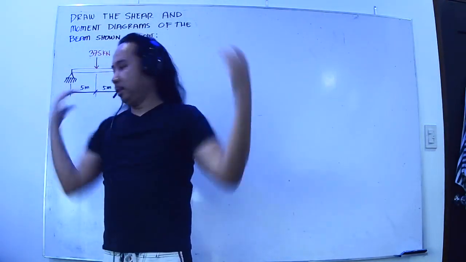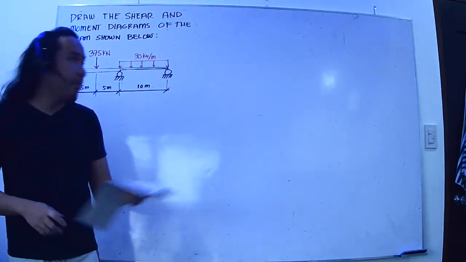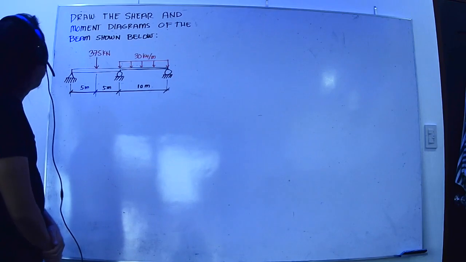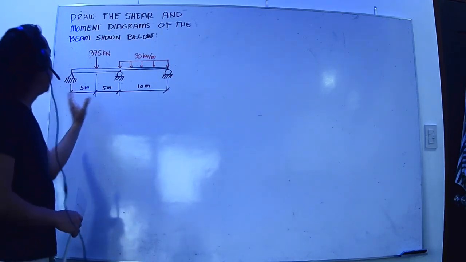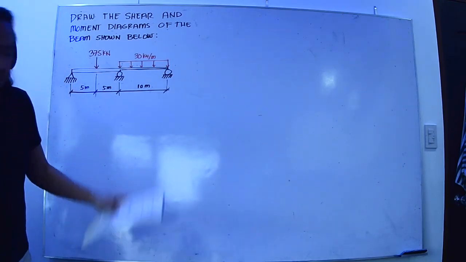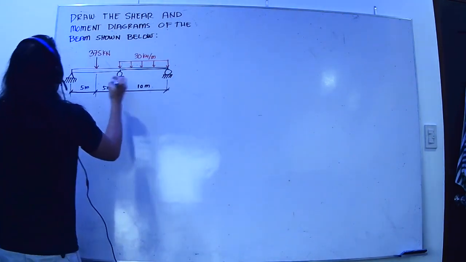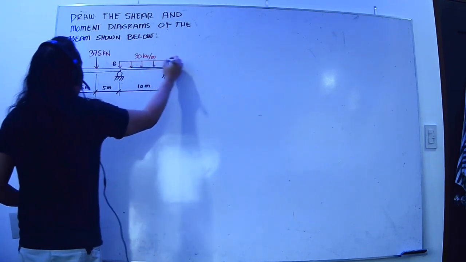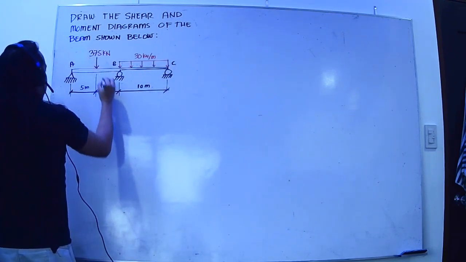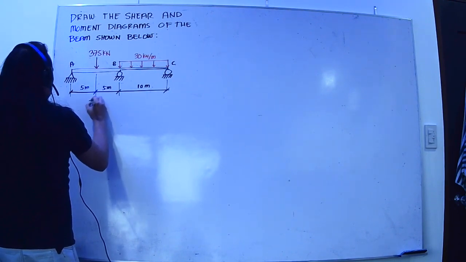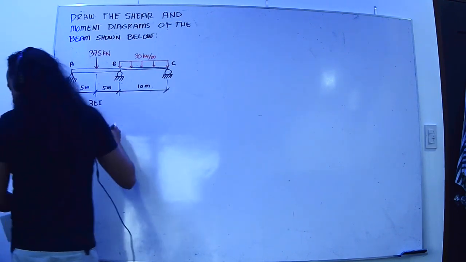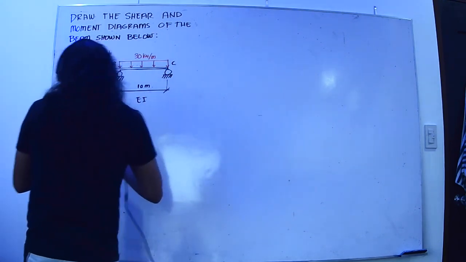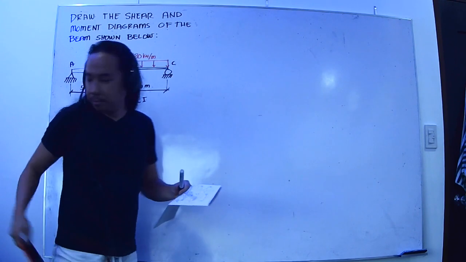Here is another sample problem: we need to draw the shear and moment diagrams of the beam shown below. By the way, this portion is 3EI. I'll label this A, B, C. AB is 3EI, so we need to keep in mind that this portion is 3EI, and this other portion is just 1EI.